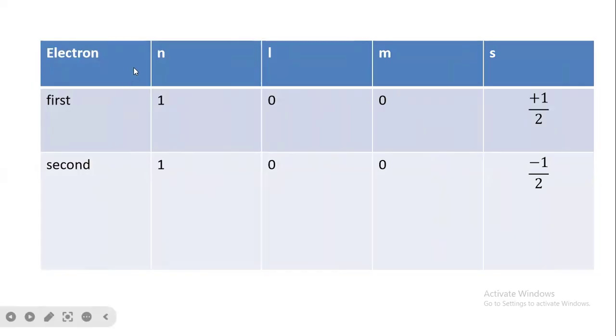And in the case of helium, for the two electrons, the first and second, the principal quantum number is 1, the azimuthal quantum number is 0, and the magnetic quantum number is 0. That's why the principal quantum number, azimuthal quantum number, and magnetic quantum number are similar, but the spin quantum number is opposite.